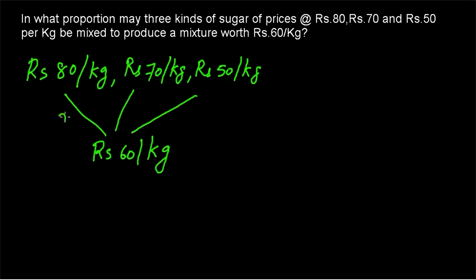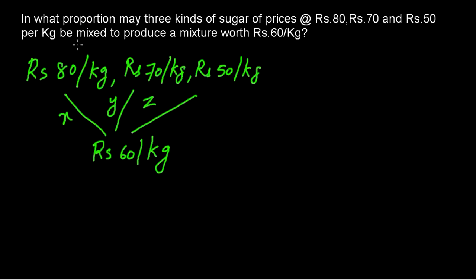So let the proportions be X, Y and Z. X parts of the first sugar, Y parts of the second sugar and Z parts of the third sugar are taken together and mixed, and the mixture will be worth rupees 60 per kg. Whenever mixing comes and a proportion is asked, we have to use the rule of alligation.